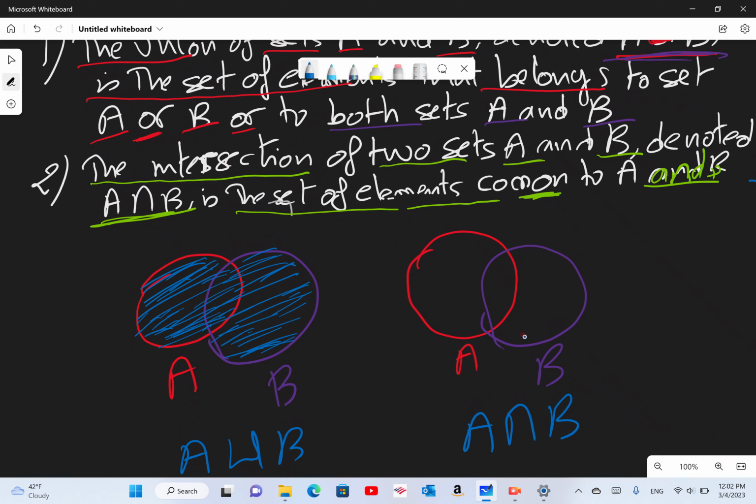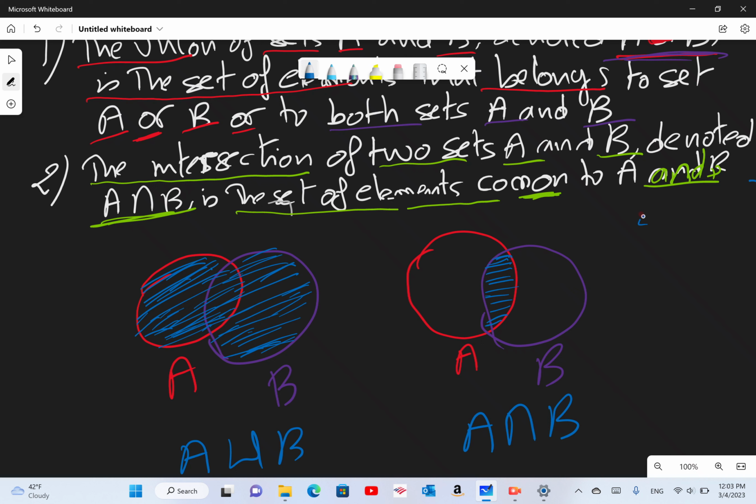It said the intersection of two sets A and B is the set of elements common to A and B. Only elements that are common to A and B. So what would that region be? Where do you think those elements would be in this diagram? Those elements would be here, because this is the only region that is common to A and B.